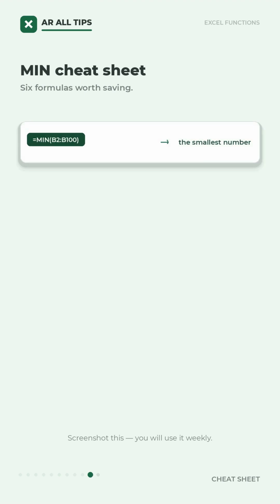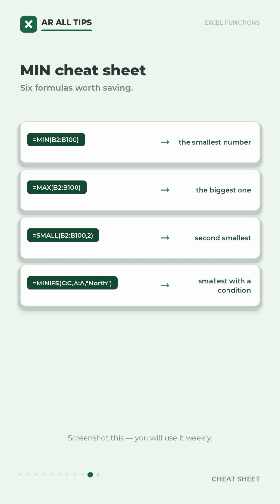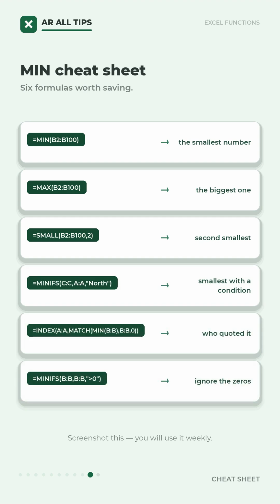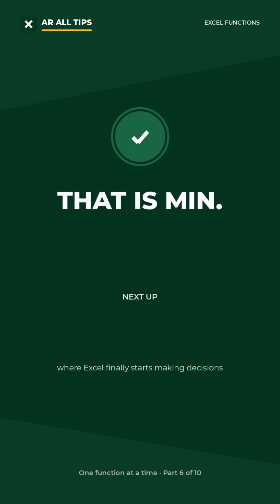Quick recap. MIN for the smallest, MAX for the biggest, SMALL for any rank, MINIFS for conditions, INDEX plus MATCH to find the name, and MINIFS greater than 0 to ignore those zeros. Screenshot this one. You'll use it every week. And that's MIN. Same idea as MAX, opposite direction.